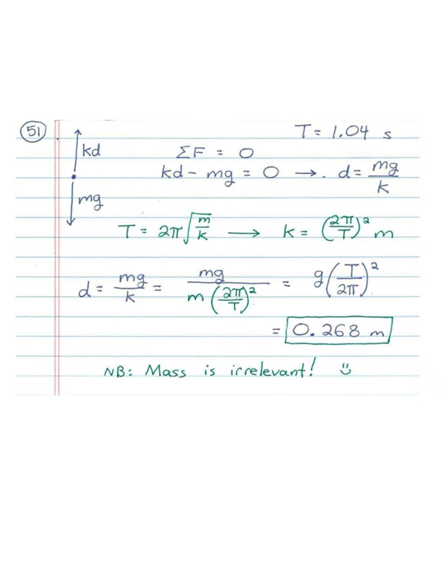Number 51. You hang a spring vertically from the ceiling and attach a 660-gram mass to the bottom. When the mass is at rest, it stretches the spring a distance d. If you pull the mass down and release so it oscillates with a period of 1.04 seconds, what is d?